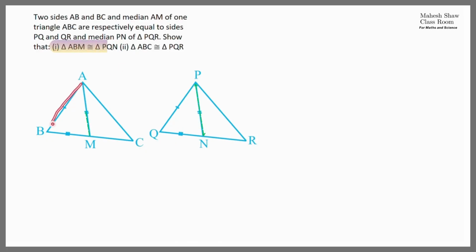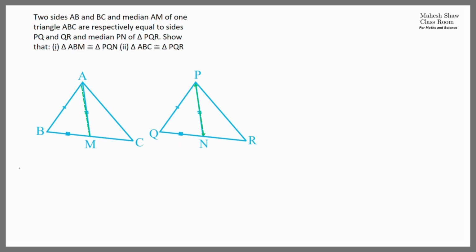It means the length of QN is equal to NR. And we need to prove in the first part that triangle ABM is congruent to triangle PQN, and in the second part, we have to prove that triangle ABC is congruent to triangle PQR. Now in the first part, we will be proving triangle ABM congruent to triangle PQN.